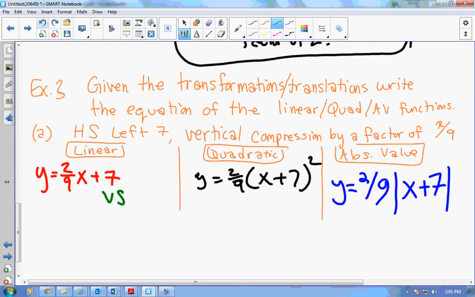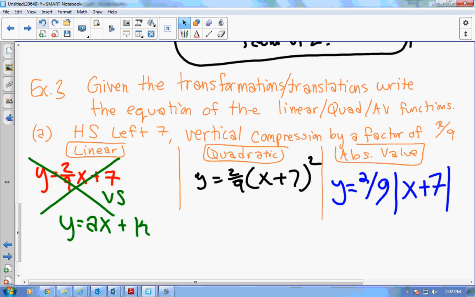Linear actually only has a vertical shift, so we're not going to write that one with the horizontal shift today. The linear just has an a times x plus the k. The k is our vertical shift. If there's a horizontal shift, it also affects the k.